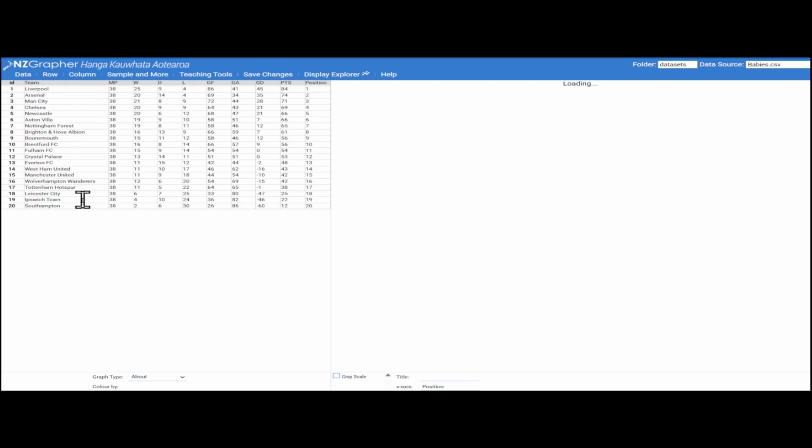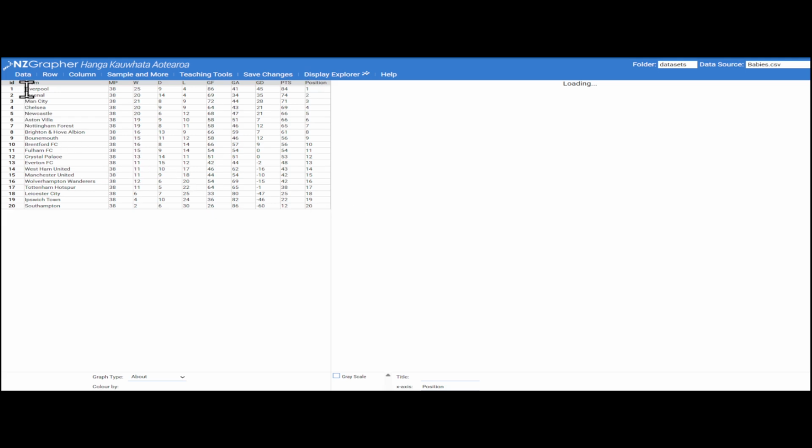Now if you look here, I've got the English Premier League table from last season, and if you note at the top here, the winner is Liverpool. There's no reason for me to highlight that except for that's my team. So here's the name of the team, the matches played, so they all played 38 games, wins, draws, loss, goals for, goals against, goal difference, which is goals for minus goals against, points, and the final position.